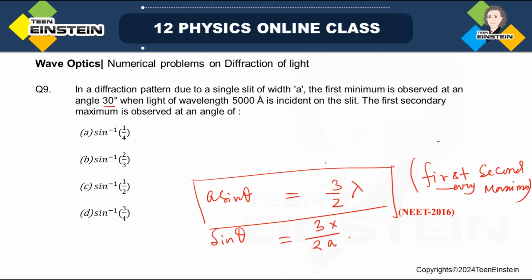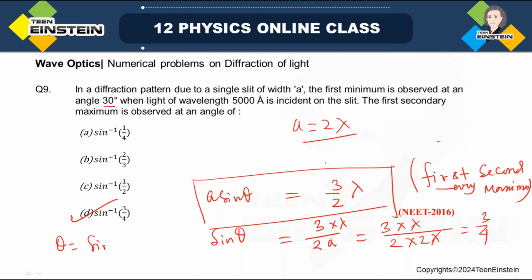Now let us put this lambda. Okay, 3 by 2 A into lambda. So what is A? A is actually 2 lambda. We have seen that. Right, here 2 lambda. Lambda goes. So this will be 3 by 4. Okay, so obviously you can see that this option will be correct. So theta will be sine inverse 3 by 4. All right, so this is the answer.